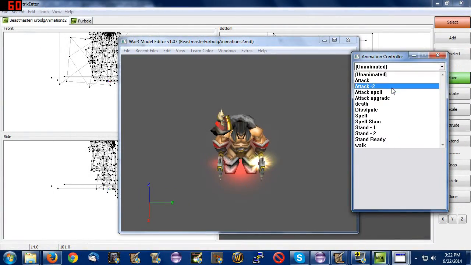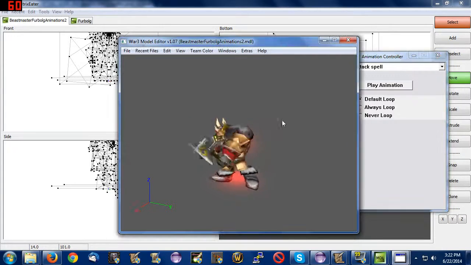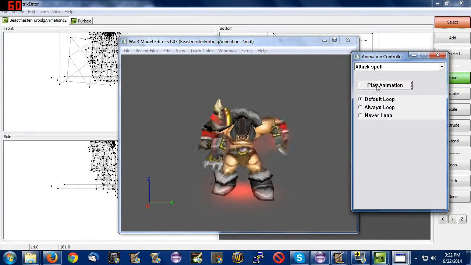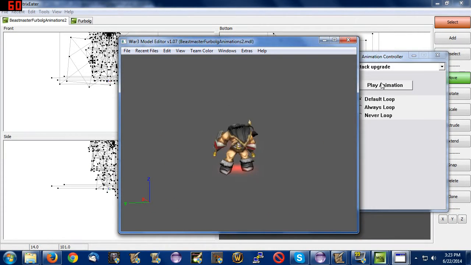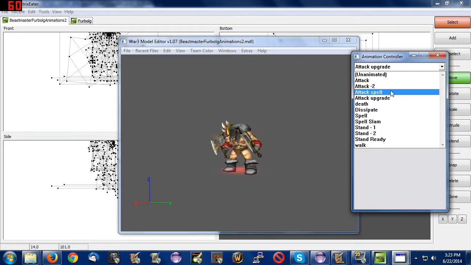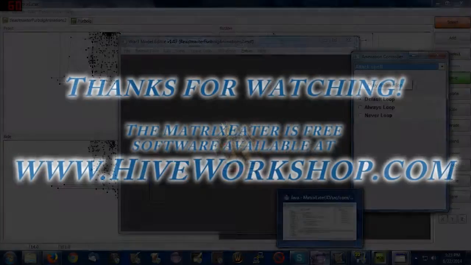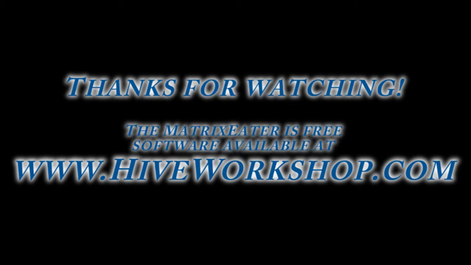Animation controller, attack spell. Now you can see we've got a Beastmaster who's doing a clap like a furball and a smack like a furball, and we have created furball animating Beastmaster. Congratulations. Hopefully from this tutorial you learned all the things you need to know about making some awesome Warcraft animation.